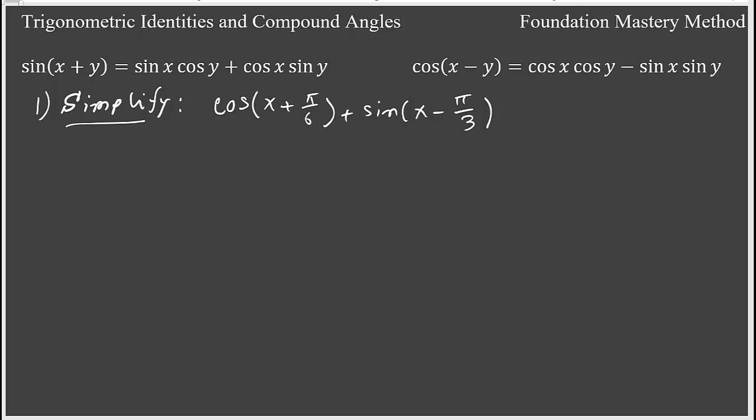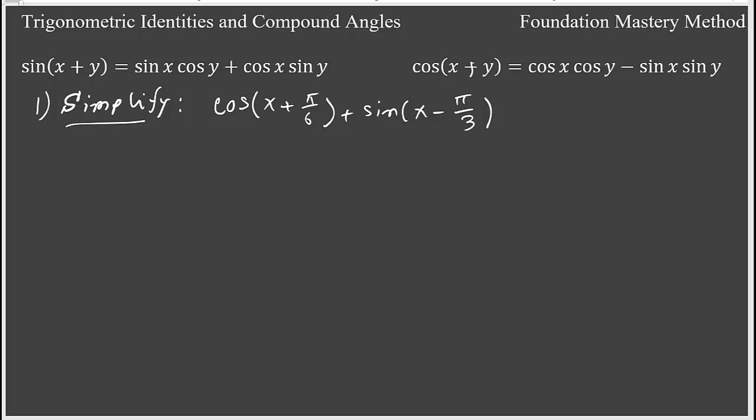Trig identities and compound angles. We remember two formulas. Sine x plus y will be sine x cosine y plus cosine x sine y. We have cosine of x plus y.